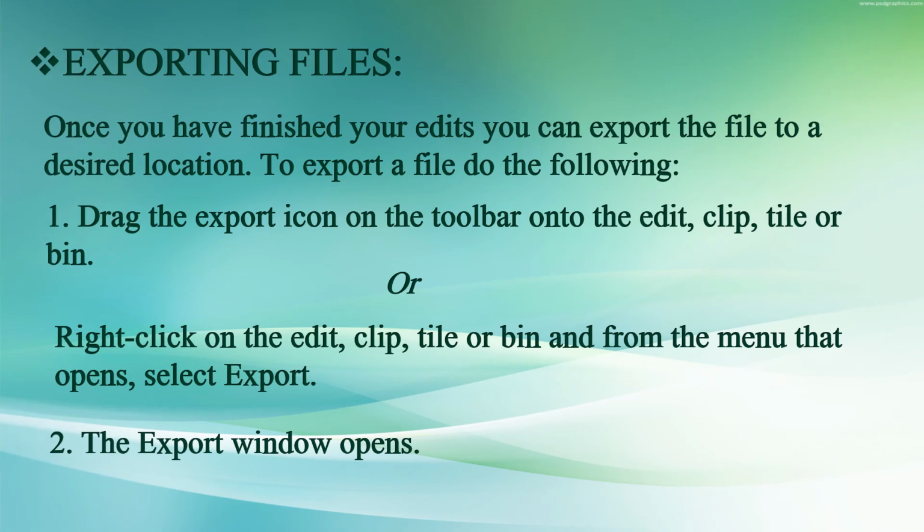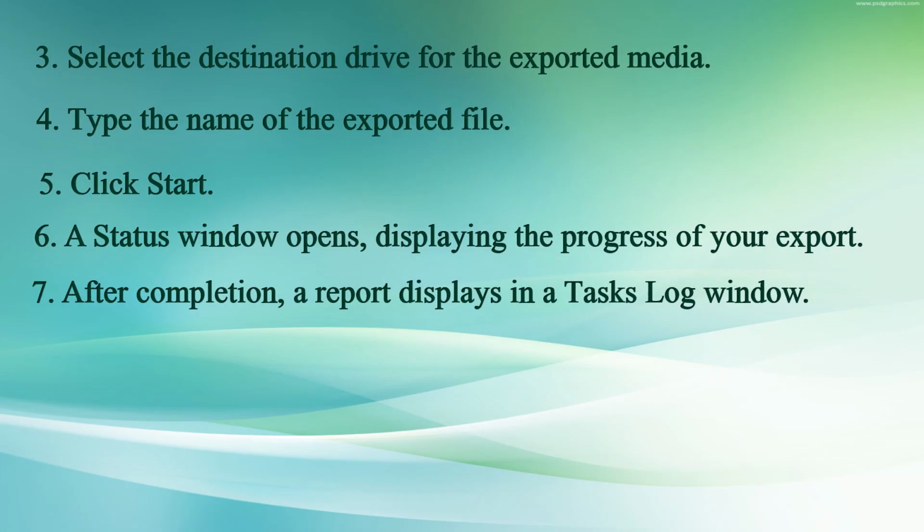Exporting files. Once you have finished your edits, you can export the file to a desired location. To export the file, drag the export icon on the toolbar, or right click on the edit clip title or bin and from the menu that opens select export. The export window opens. Select the destination drive for the exported media. Type the name of the exported file. Click start. A status window opens displaying the progress of your export. After completion, a report is displayed in a task log window.